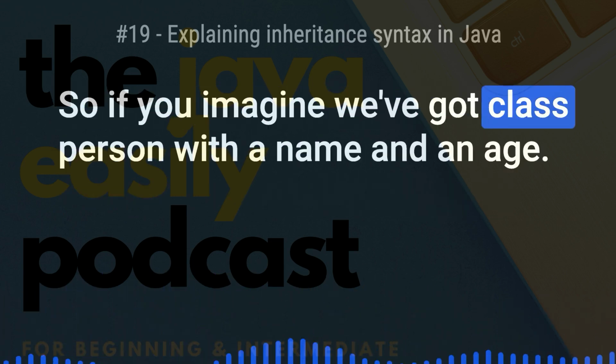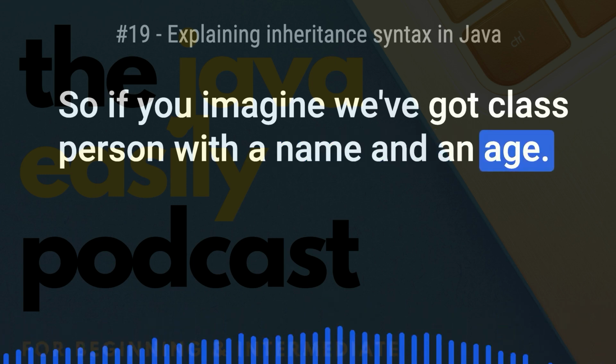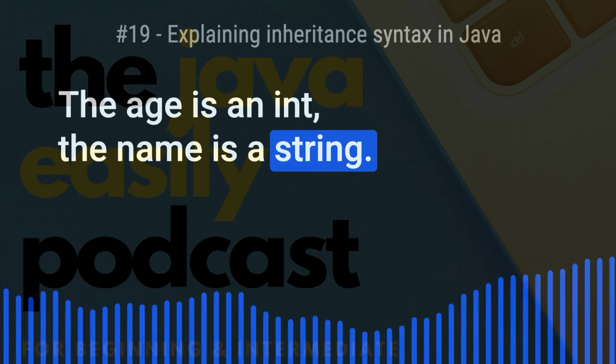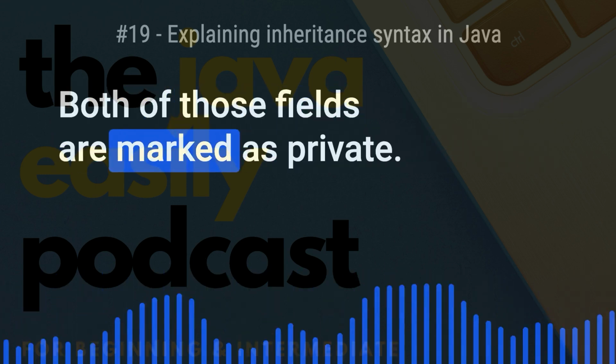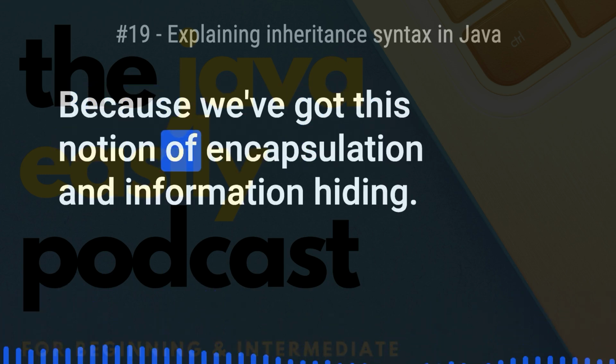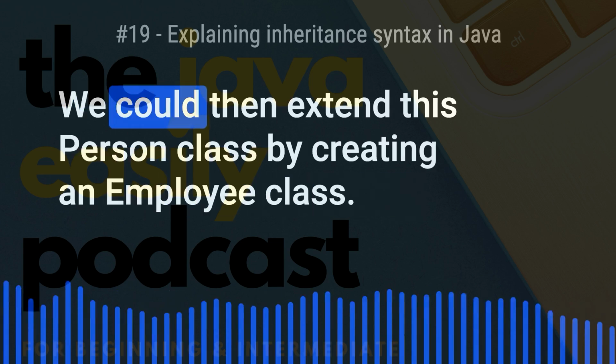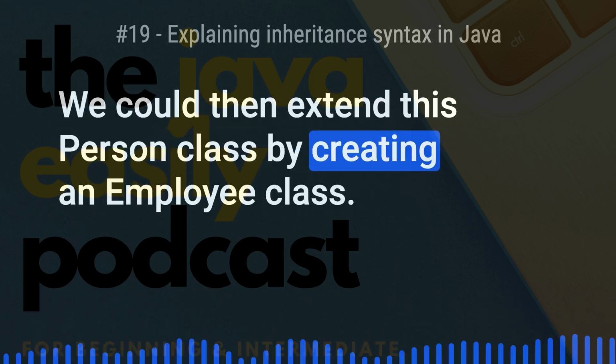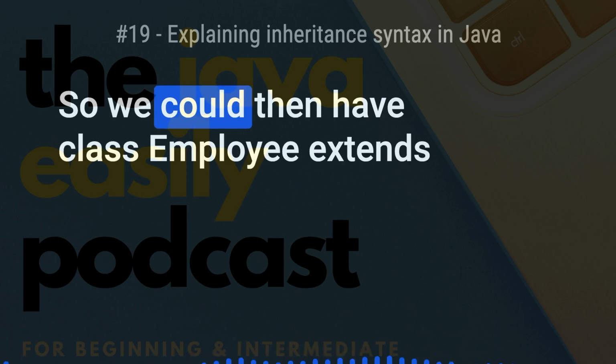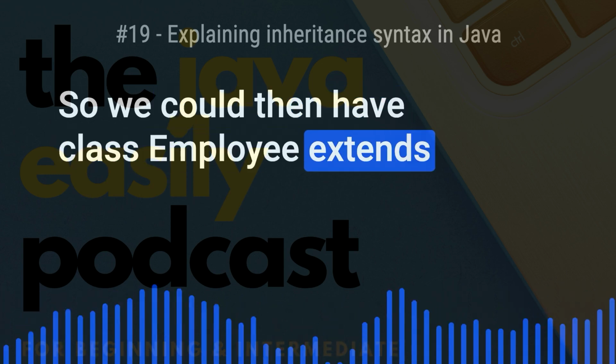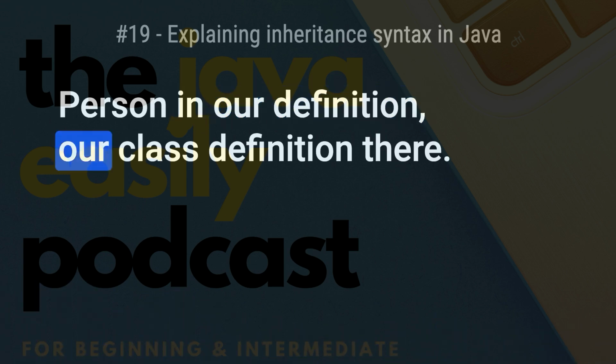So if you imagine we've got class person with a name and an age. The age is an int, the name is a string. Both of those fields are marked as private because we've got this notion of encapsulation and information hiding. We could then extend this person class by creating an employee class. So we could then have class employee extends person in our class definition there.